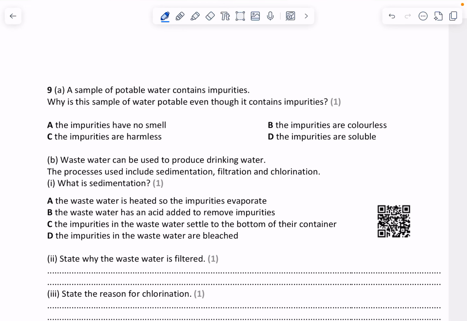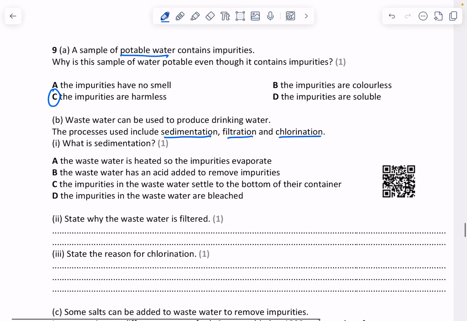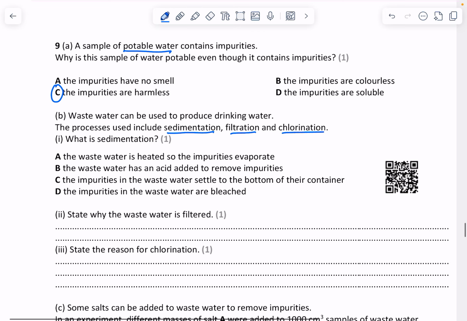Okay, so potable water means it's safe to drink, and if it had impurities and you're drinking it, then they must be harmless for consumption. The process to make water safe goes through three stages, and it wants to know what is meant by sedimentation. Sedimentation is where you allow the impurities to settle, so any solid bits settle to the bottom of the container. So that's going to be option C.